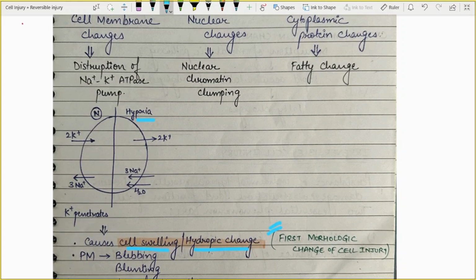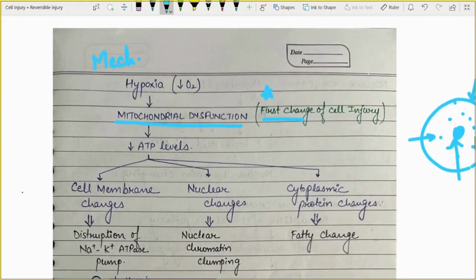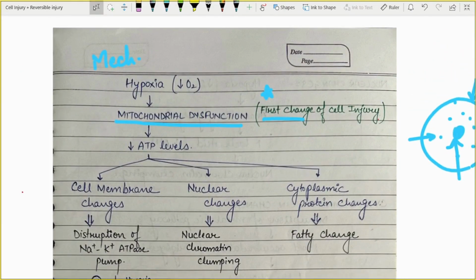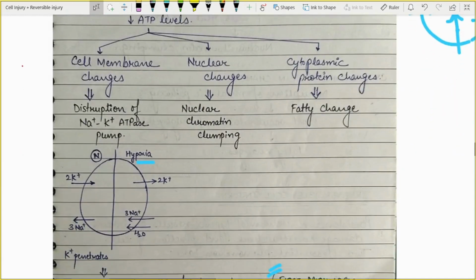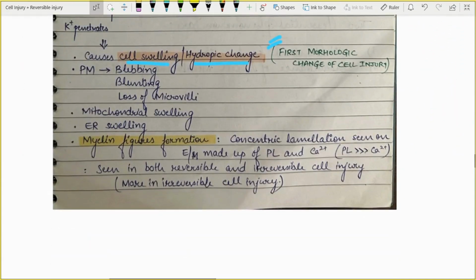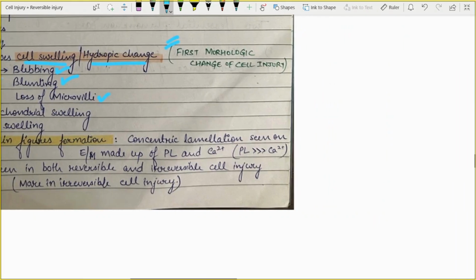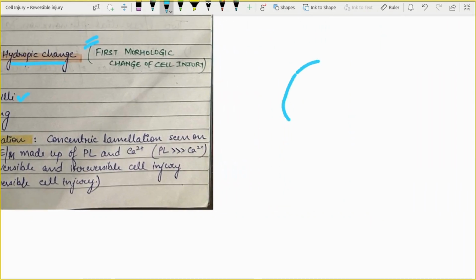What was the first change? First change was the mitochondrial dysfunction. And what is the first morphological change? That is cell swelling. Plasma membrane will undergo blebbing, blunting, and there will be loss of microvilli. Since more and more water will accumulate in the cell, that will lead to bleb formation in the cell, like this. The water will cause the blebbing formation in the cell.